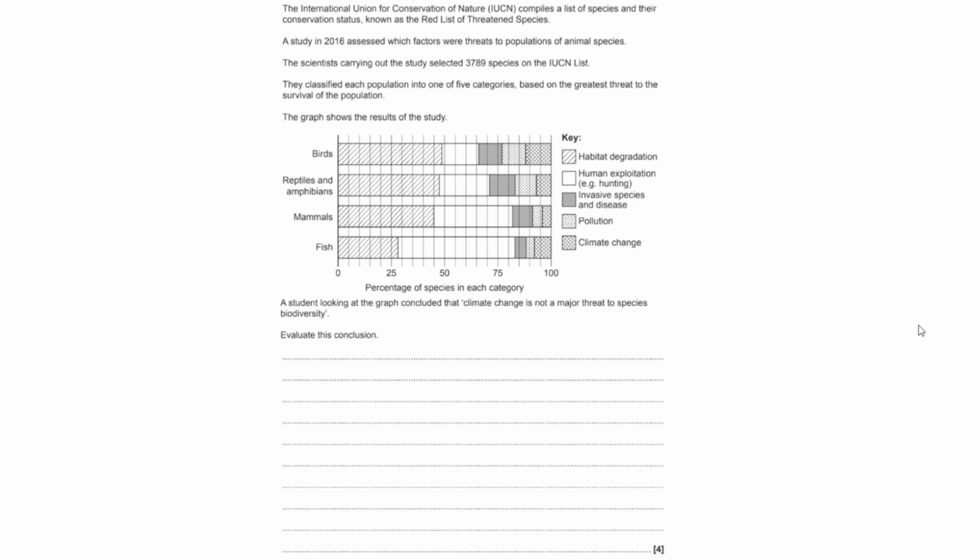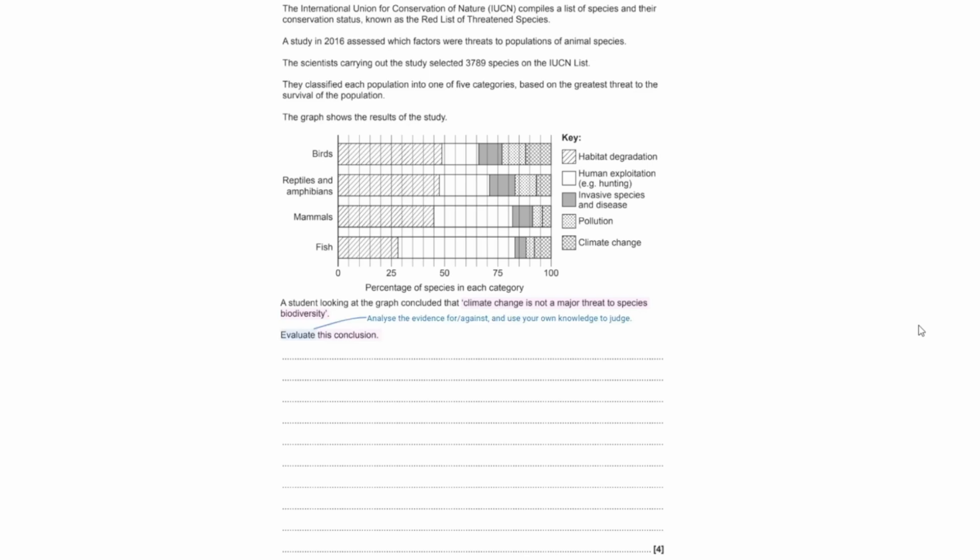Here we have an evaluate the conclusion question, where a student looking at the graph concluded that climate change is not a major threat to species biodiversity. They have used a set of data and the stimulus for an experiment that produced the data in order to make this conclusion. For 4 marks, we're being asked to evaluate it.